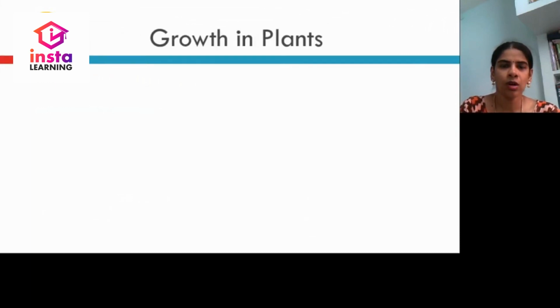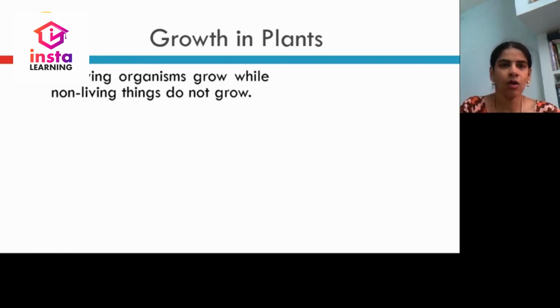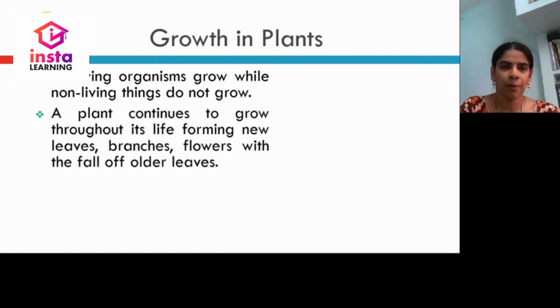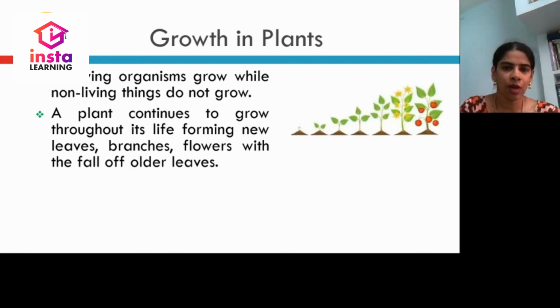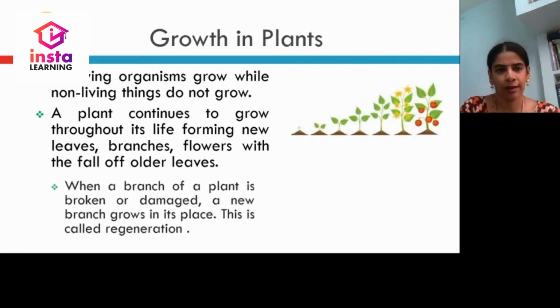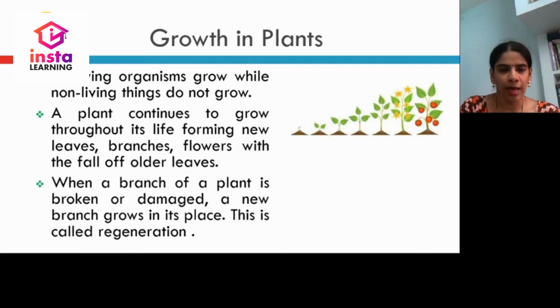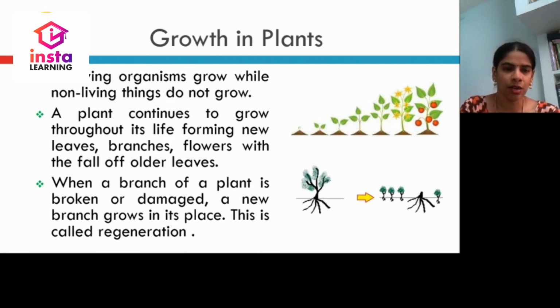Let us see how growth in plants takes place. All living organisms grow, while non-living things do not grow. A plant continues to grow throughout its life, forming new leaves, branches, and flowers with the fall of older leaves. When a branch of a plant is broken or damaged, a new branch grows in its place. This is called regeneration.